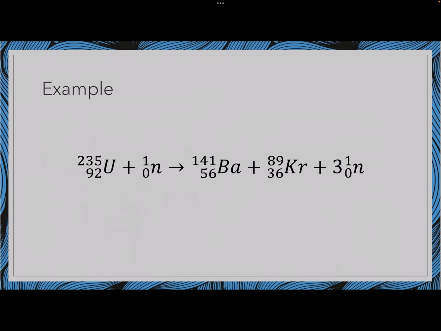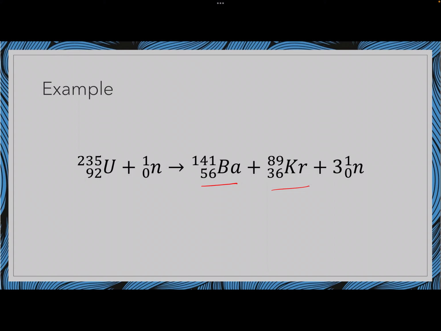So this is an example of a fission reaction. This one's uranium-235 plus a neutron. This one's catalyzed by a neutron hitting the uranium. It doesn't occur as often spontaneously. It forms two different elements. So it splits into barium and krypton.